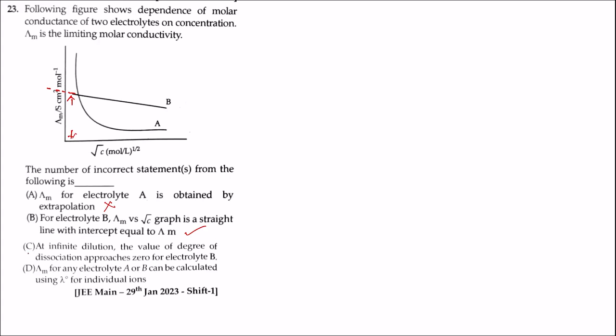Again, this statement is wrong. B is a strong electrolyte. At infinite dilution, the degree of dissociation of B is not 0. D. Lambda m for any electrolyte A or B can be calculated using lambda naught for individual ions.